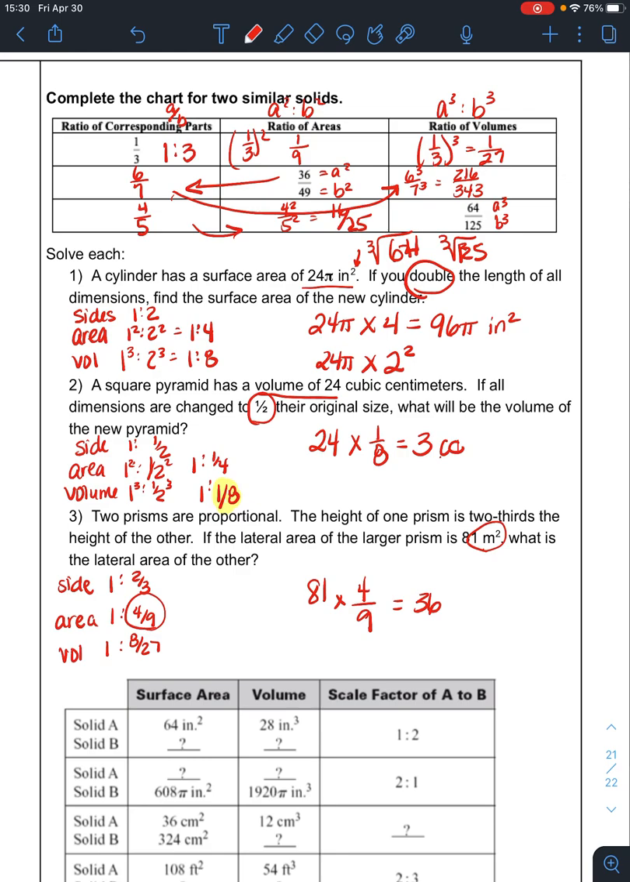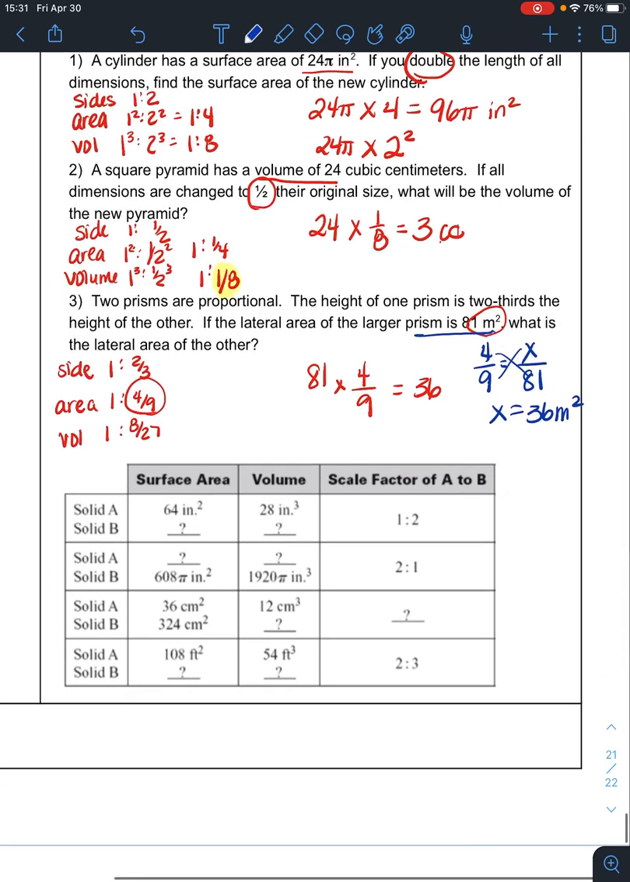Now, that may not make very much sense to you, but this might help. If my ratio of my areas is 4 over 9, 4 is the small one, 9 is the large one, then 81 is the large one, so I put 81 on the bottom, and I can set up my proportion. I still cross multiply, and I still get that x is 36. So if that helps you to understand how to set it up, then do it that way.